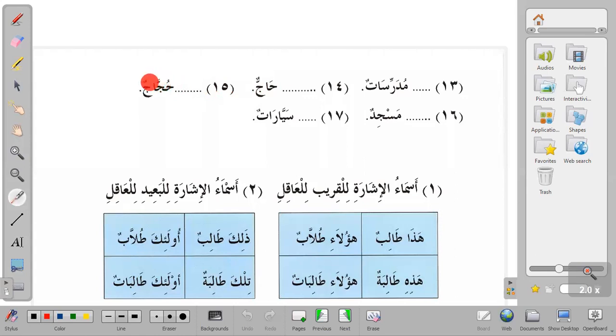So here it will be ulaika hujajun. Then we have masjidun. For masjidun we use tilka masjidun, zalika masjidun. Now we have sayyaratun. You have to use tilka for sayyaratun. Sayyaratun is the plural of sayyaratun, just one car. But here, you know why. You have to use tilka.